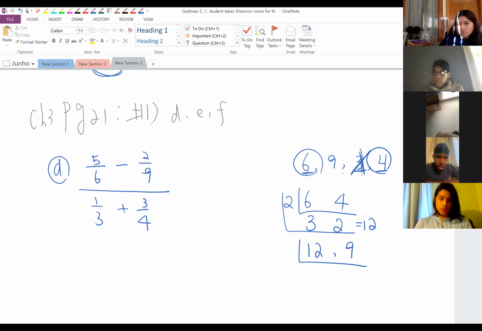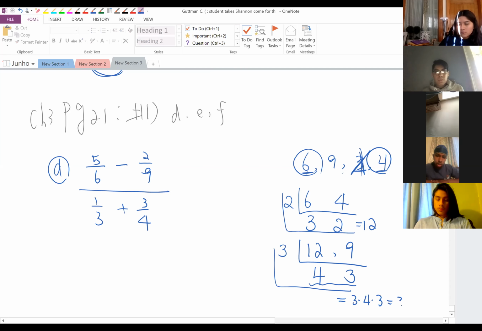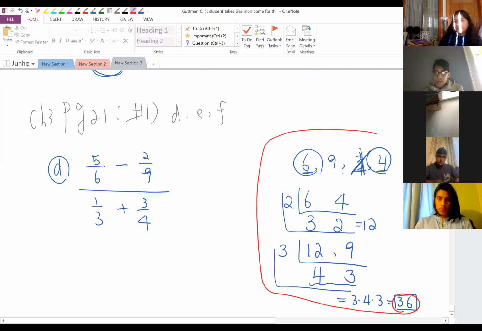So basically, with 3, then 4 and 3 here, right? No more common factor, so multiply them: 3 times 4 times 3 becomes 36. So that's the correct least common multiple. Okay, let me ask you one more time. Do you understand how I did the procedure to get the LCD here? Okay. And now we multiply 36 to all the different fractions.